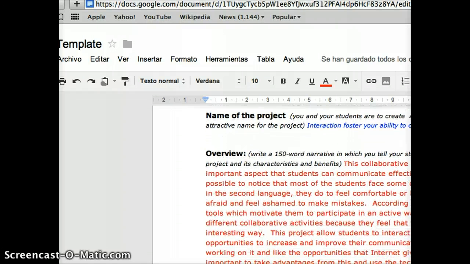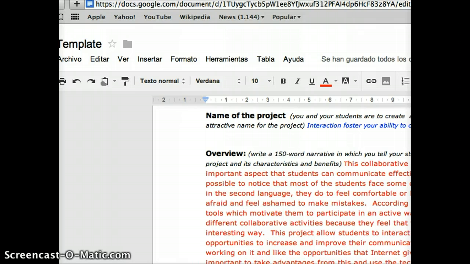Overview: this collaborative project is created considering an important aspect, that students can communicate effectively using English, because it is possible to notice that most of the students face some difficulties when they have to interact in the second language. They do not feel comfortable or happy to do it because they are afraid and feel ashamed to make mistakes.